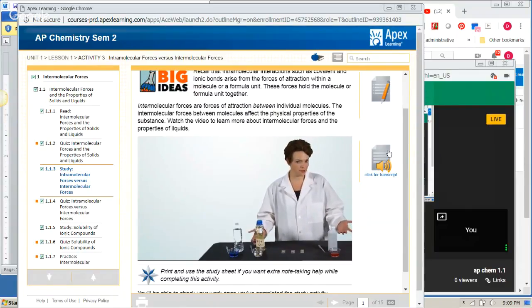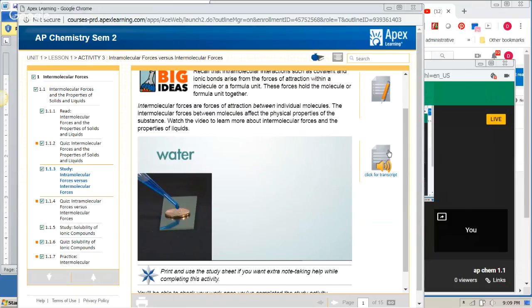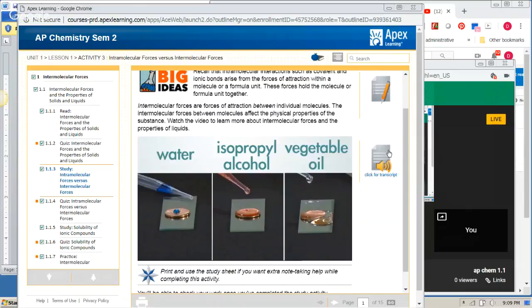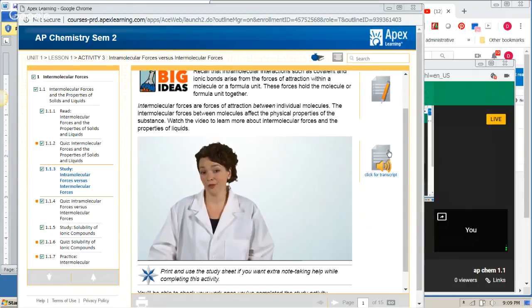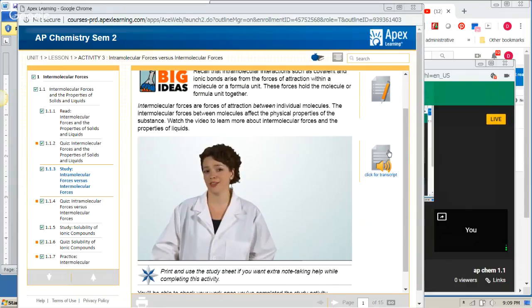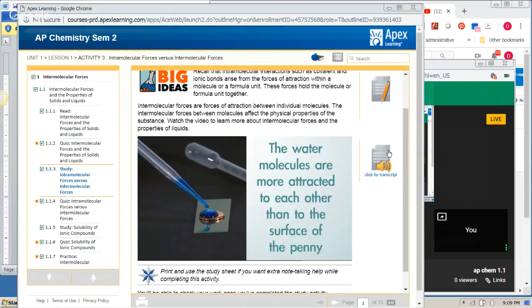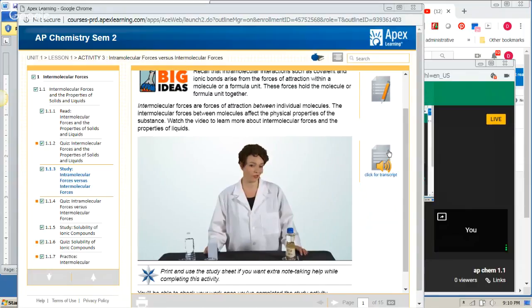Let's find out. First, the water. Next, the isopropyl alcohol. And finally, the vegetable oil. The water and the alcohol form beads, but the oil spreads out. Why? The water molecules stick together because of the intermolecular forces between them. The surface tension makes the water bead up. The water molecules are more attracted to each other than they are to the surface of the penny or to the air. So let's try that with the alcohol.